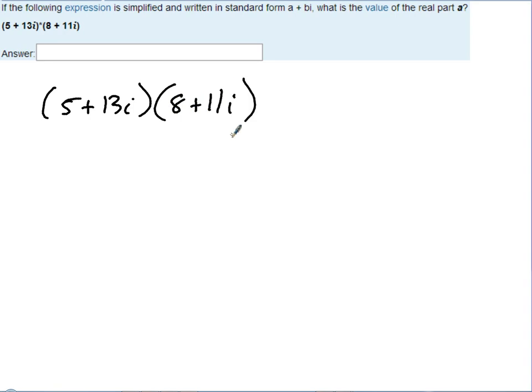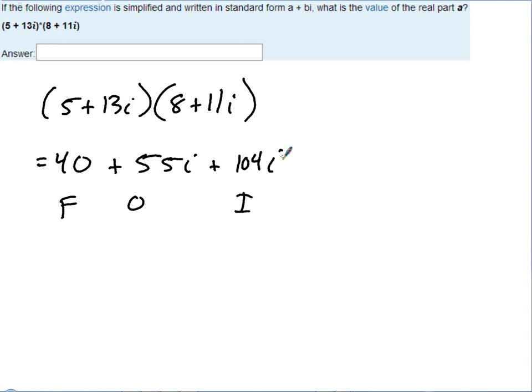What do we do when we're multiplying complex numbers? Distribute. So we're going to FOIL it out, right? So we get 5 times 8 is 40. Plus outside gives me 5 times 11i, so 55i. Plus the inside, 8 times 13, which is 104i. And then for the last, I'm going to get 13i times 11i, which is 121 plus 26, so that's 137 i squared.